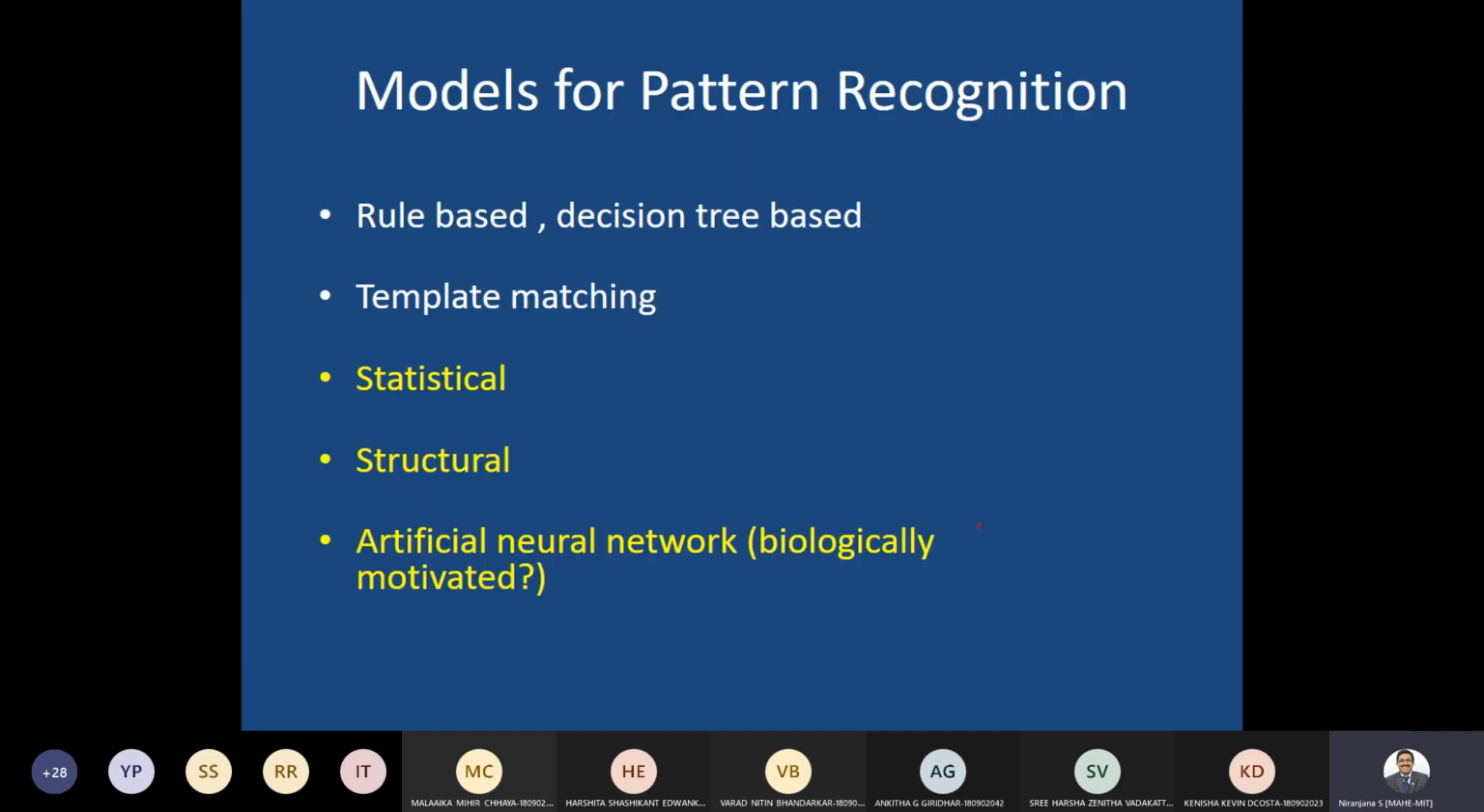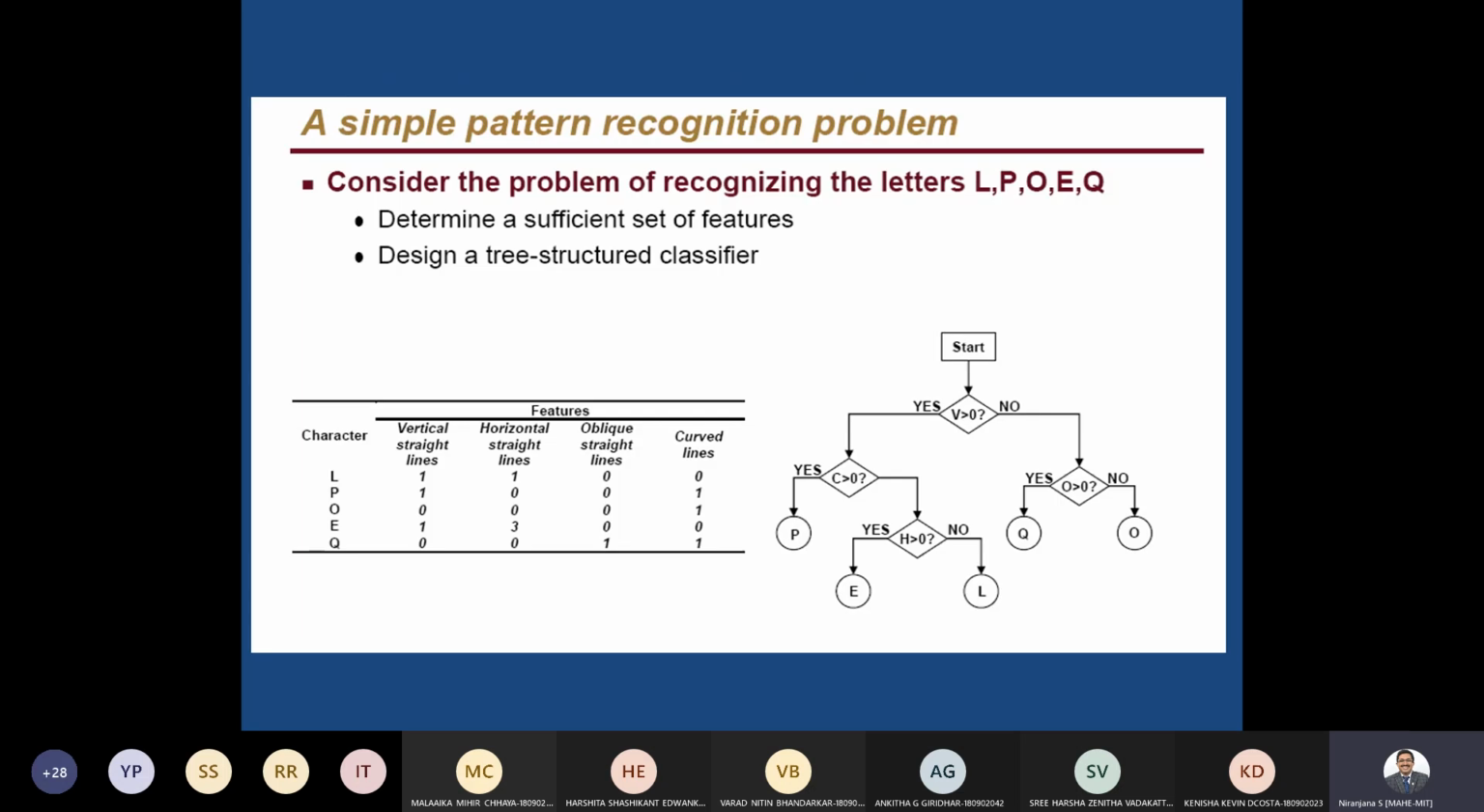Let us take one or two examples here about this model, how pattern recognition actually helps here.